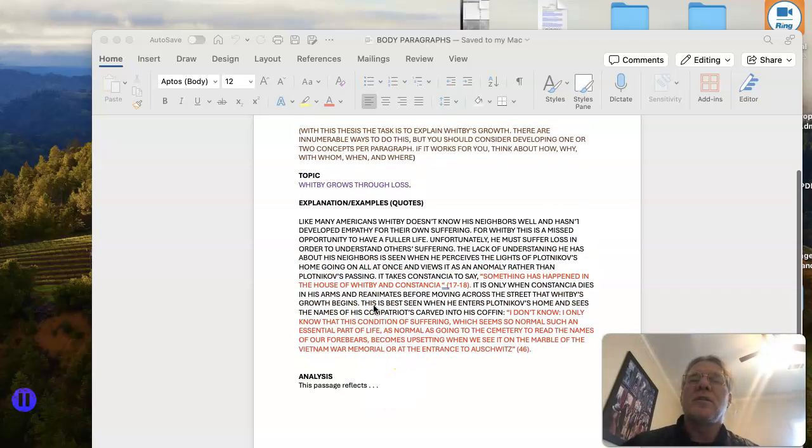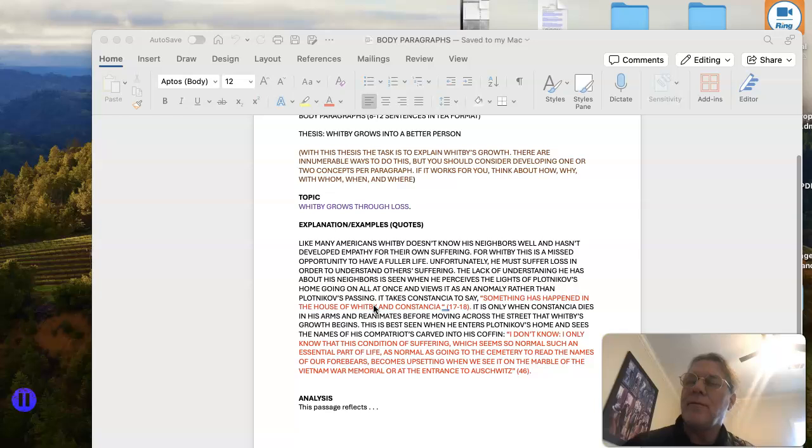But the point is to express to you that the TEA format works to develop one part of the thesis, right? When you're on to the next part of the thesis that you want to explain, you create another paragraph for it. And the analysis works as the linking or the transition element between the two.